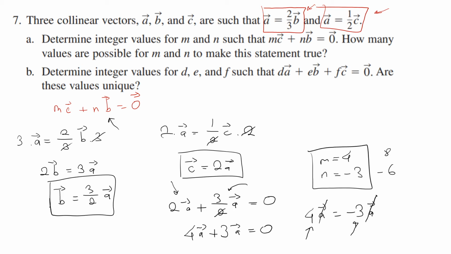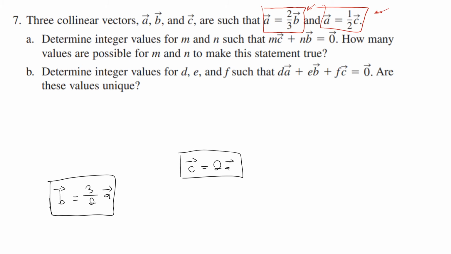So you can also multiply this again, and you would get 16 and then negative 12, whatever. It just goes on like that. So as for the number of values, I actually have infinitely many possible answers.